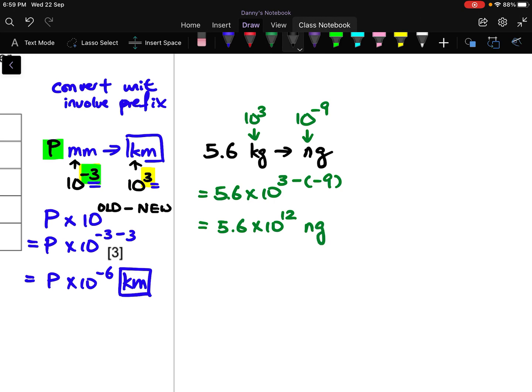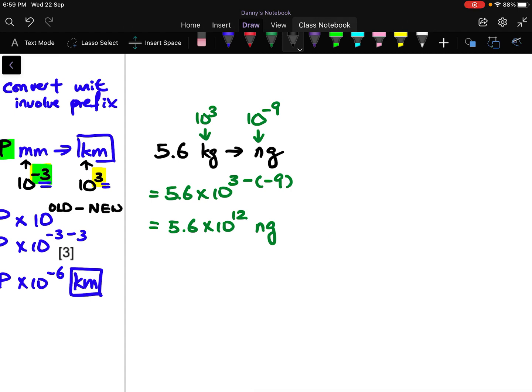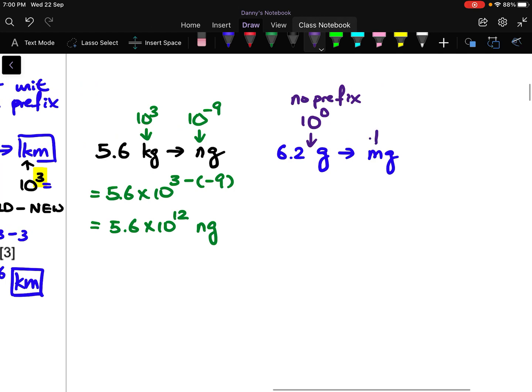Then you may ask me, teacher, I saw some in my assessment book, right? It is, let's say, 6.2 gram, and then it goes to maybe I want milligram. Then you will ask me, teacher, this one has no prefix. If I have no prefix, then how? Oh, no prefix, very simple. 10 to the power of 0. No prefix is just 10 to the power of 0. With a prefix, go and read it.